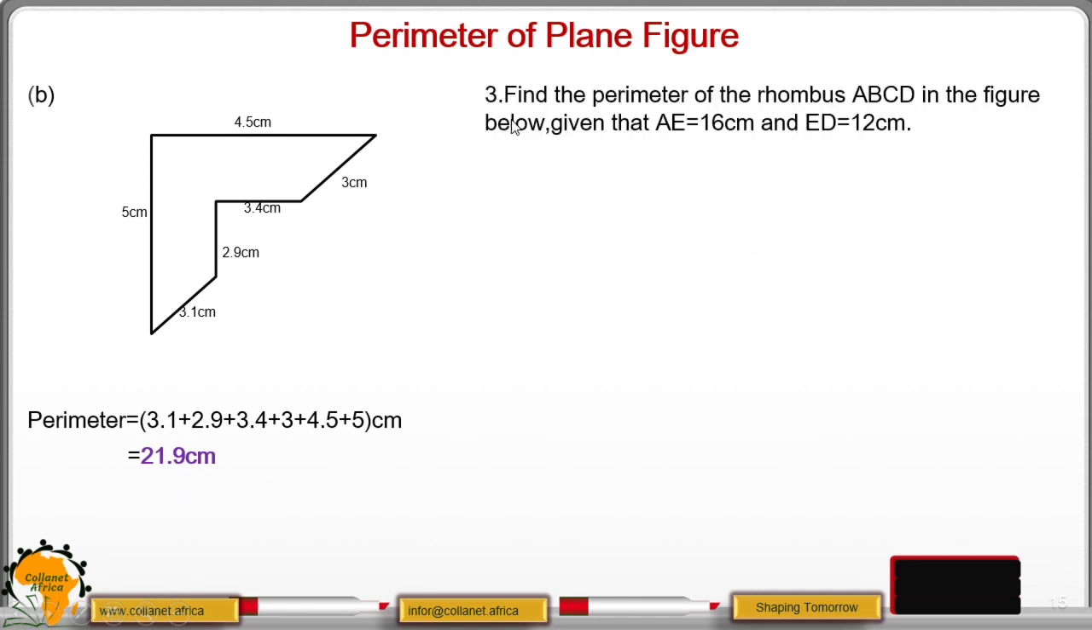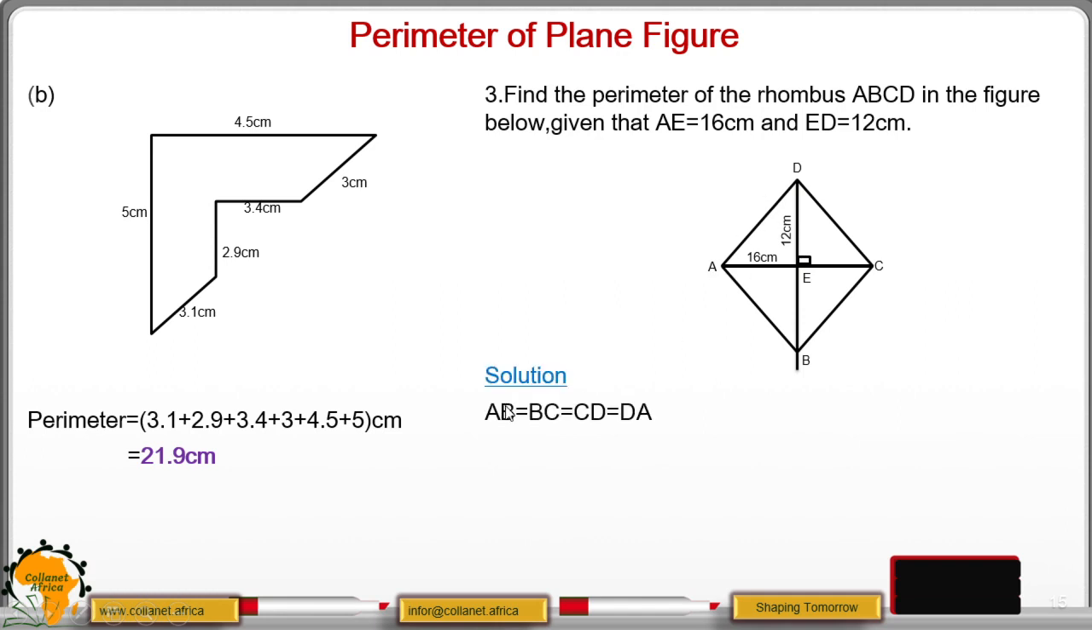Then part 3, or question number 3, we have: find the perimeter of rhombus ABCD in the figure below. The rhombus has AE as 16 and ED as 12. As you can see, a rhombus, if you cut it here, it will give you a right-angled triangle. So the first task is to get the value of AD. So we proceed as follows.